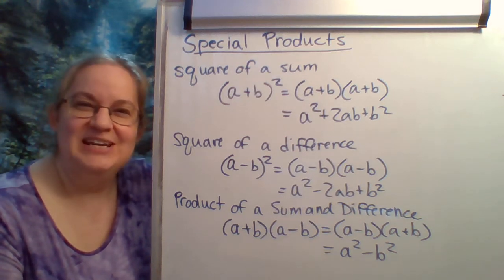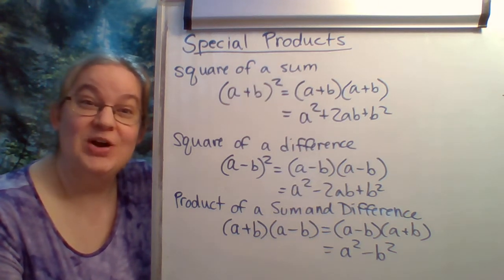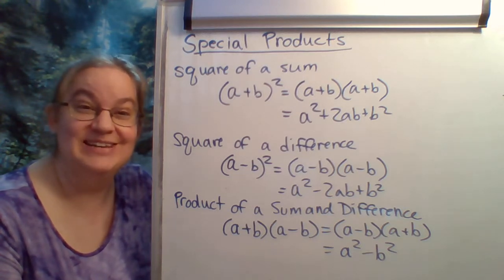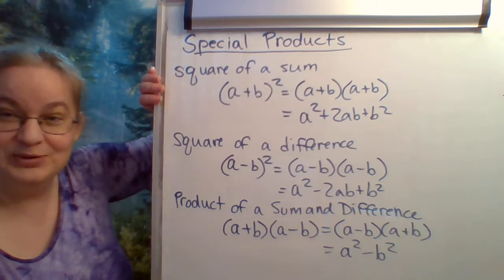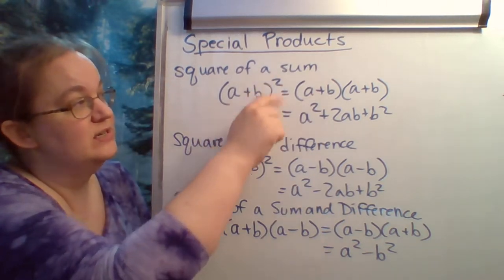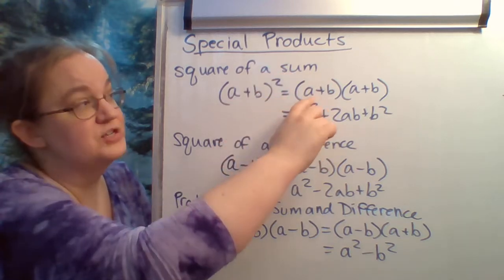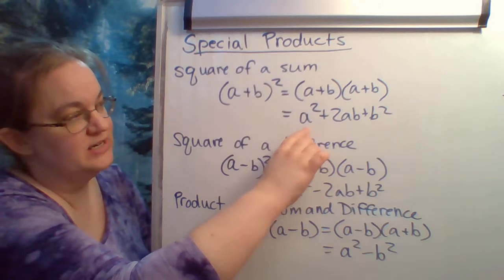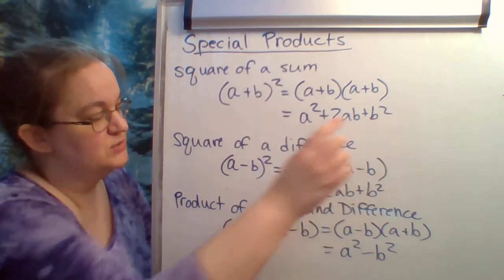This is Mrs. Brown, and today we're looking at special products. When we're multiplying binomials, there are three special cases that we're going to look at. The square of a sum: if you have (a + b) squared, that means (a + b) times (a + b), and it comes out to a squared plus 2ab plus b squared.